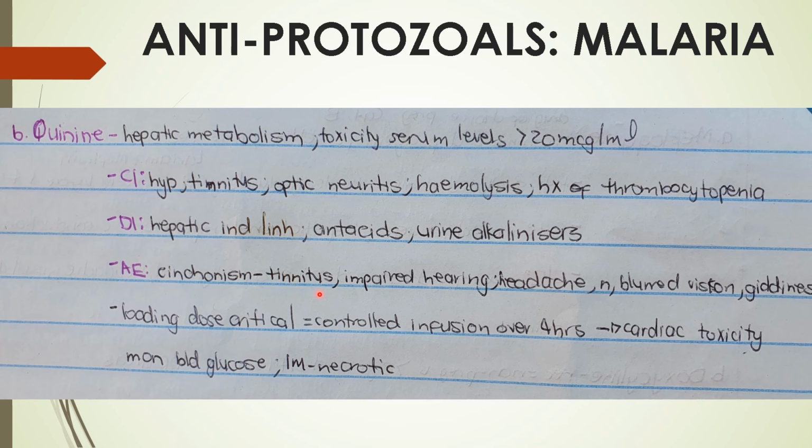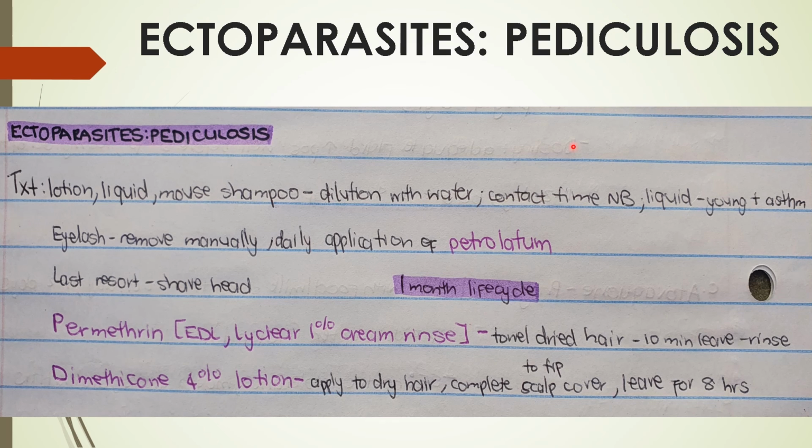Loading dose is very critical. It must be given in a controlled infusion over 4 hours so that you can watch out for cardiac toxicity. You need to monitor your blood glucose, and it's given IV and not IM because IM causes necrosis of your muscle. Next, we have our ectoparasites, pediculosis.